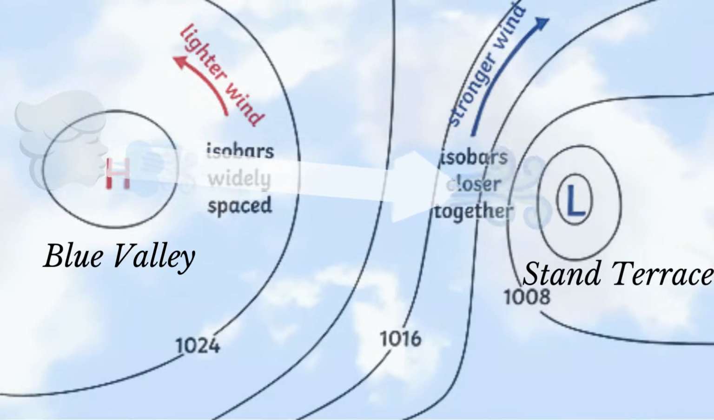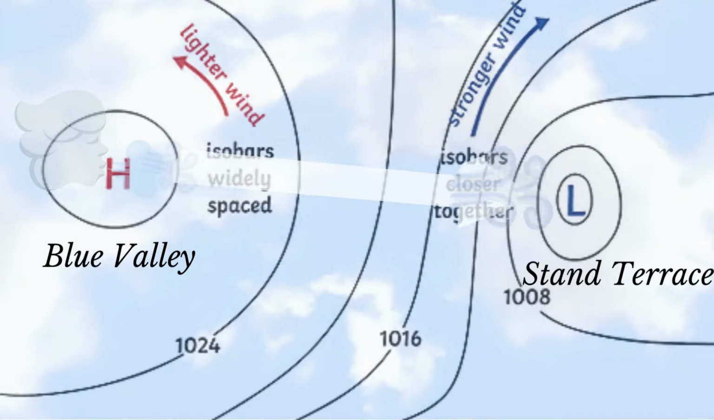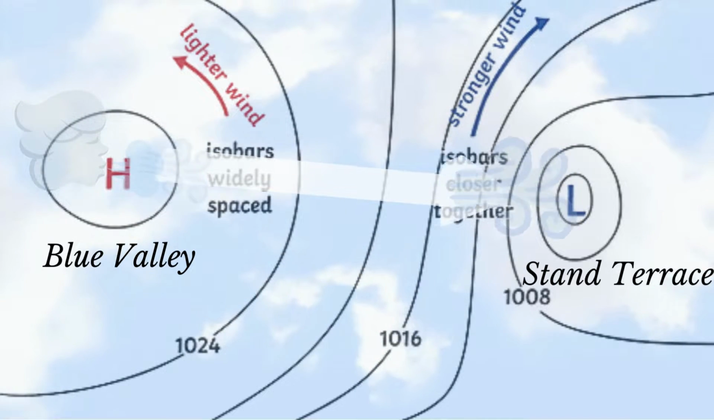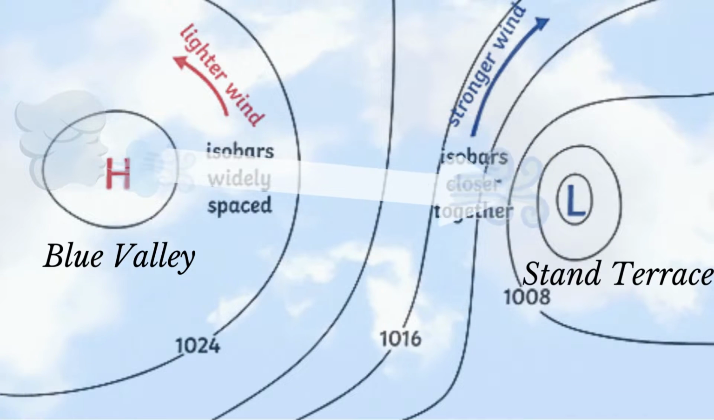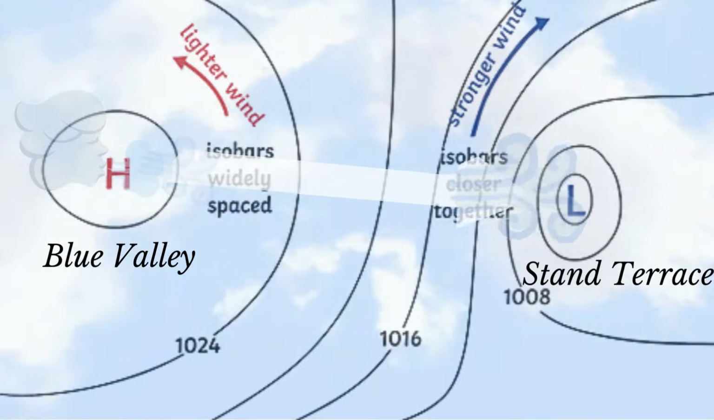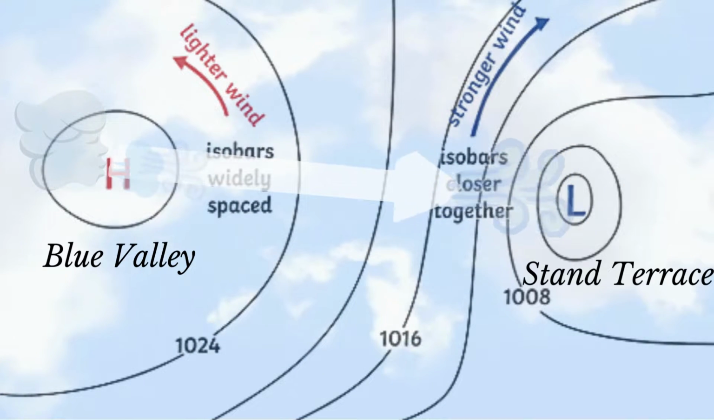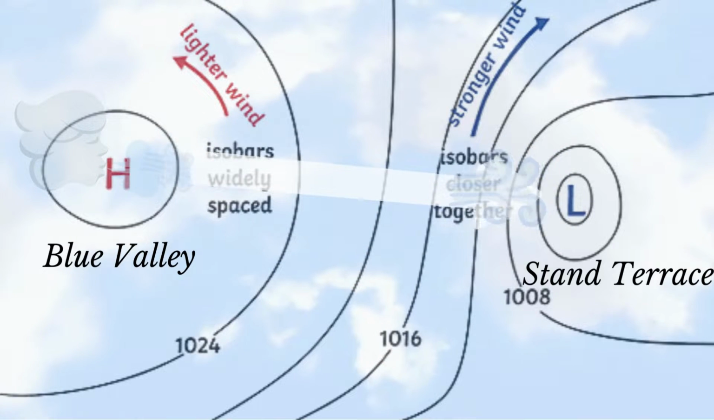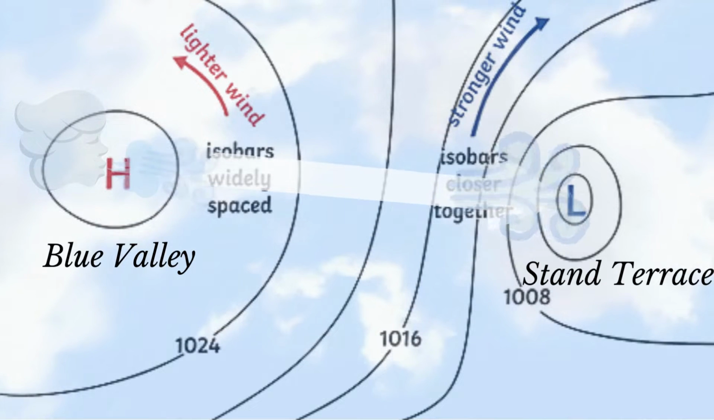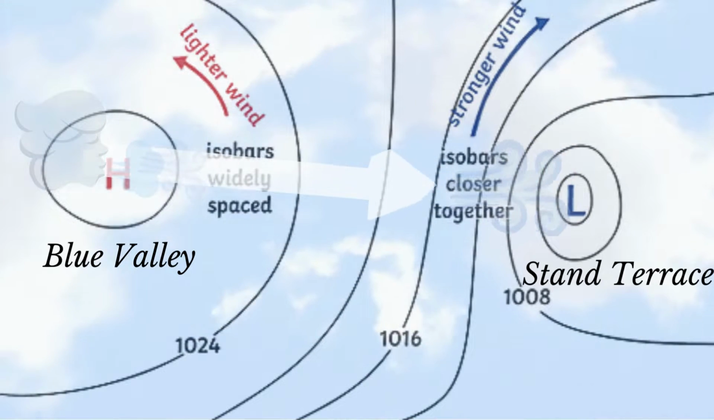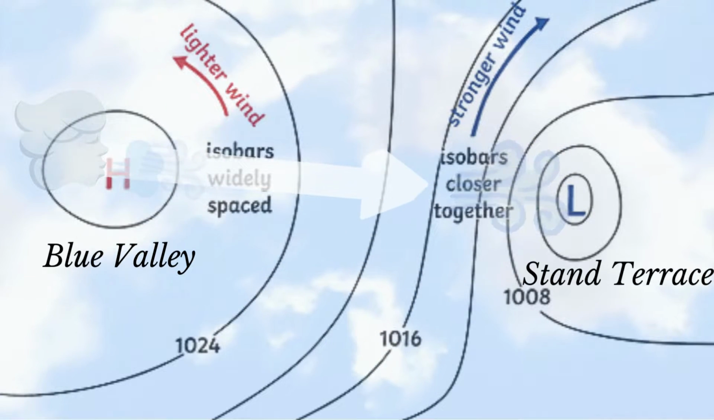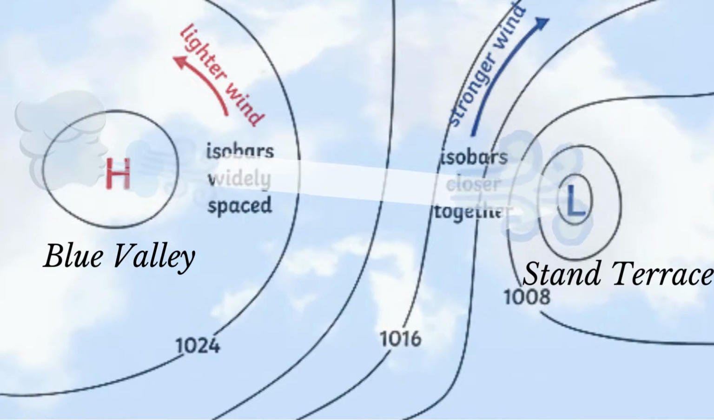Pressure gradient may be described as either being steep or gentle. So, on a weather map, steep pressure gradient is shown by closely spaced isobars. Steep pressure gradient causes strong winds. On the other hand, gentle pressure gradient results in light winds and is shown by widely spaced isobars.